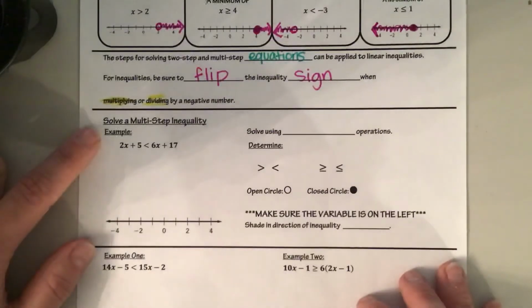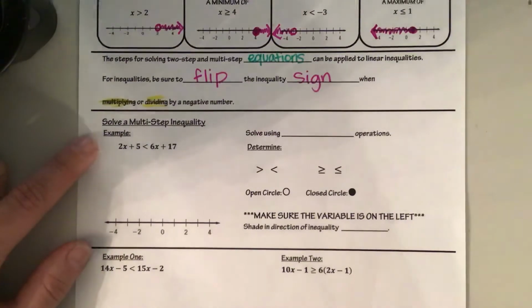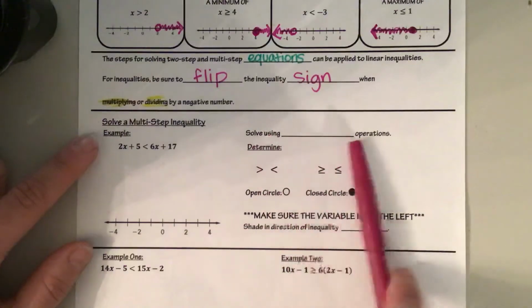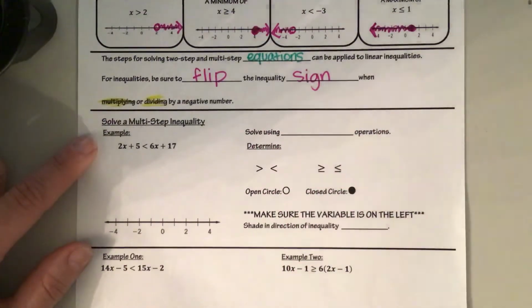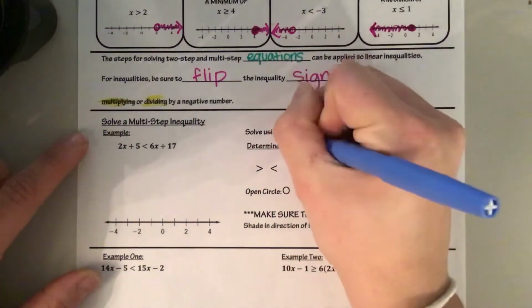So, solve a multi-step inequality. Solve using, how do we solve normal equations? Using what kind of operations? Inverse.